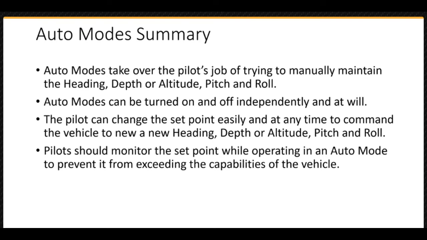Auto mode summary. Auto modes take over the pilot's job of trying to manually maintain the heading, depth or altitude, pitch and roll. Auto modes can be turned on and off independently and at will. The pilot can change the set point easily and at any time to command the vehicle to a new heading, depth or altitude, pitch and roll. However, remember, pilots should monitor the set point while operating in an auto mode to prevent it from exceeding the capabilities of the vehicle.